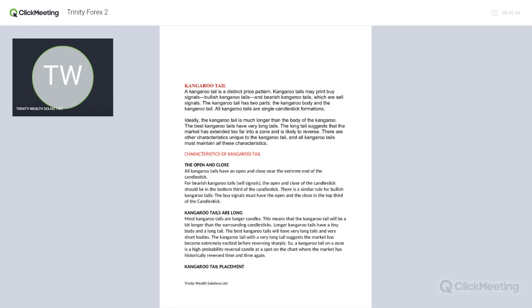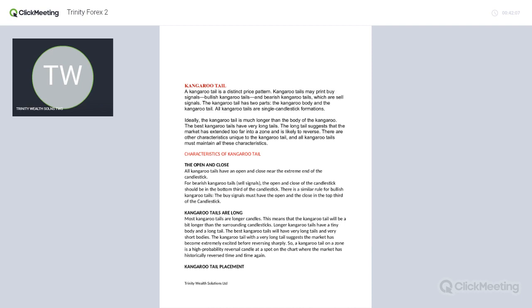But you're going to see it in detail. Briefly, soon we're just going to see in the platforms how to identify such, and you will see what room to the left means. Then we have another price pattern called the kangaroo tail, right? A kangaroo tail is a distinct price pattern. Kangaroo tails may print buy signals, that is bullish kangaroo tails, or bearish kangaroo tails, which are sell signals. The kangaroo tail has two parts, the kangaroo body and the kangaroo tail.